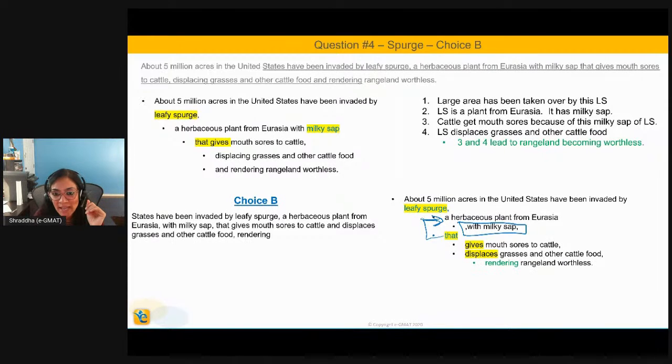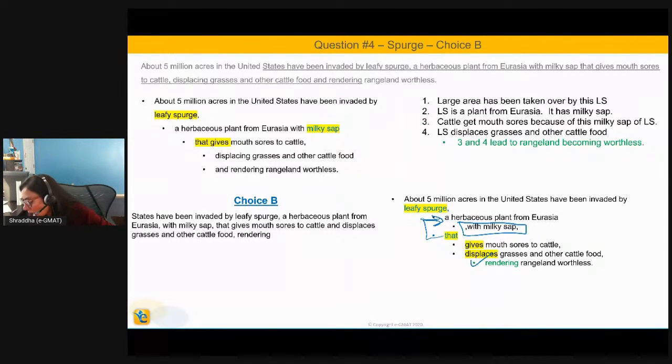So yes, this is what we have gotten. And then the last part of the sentence remains the same. Comma plus verb-ing modifier: rendering rangeland worthless. This action is actually the effect of the displacement of the grasses. Because herbaceous plants displace grasses and other cattle food, the rangeland is rendered worthless. They become worthless. That's the outcome of herbaceous plants displacing grasses.